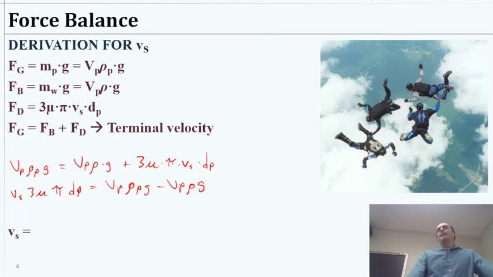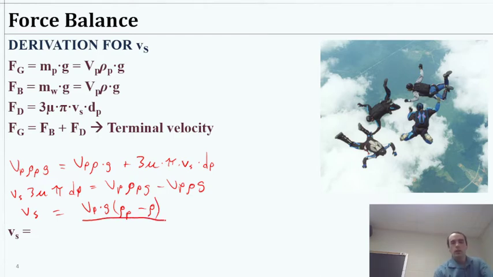Okay, on the right side we see perhaps some convenient factoring out here with the volume of the particle twice and the g twice. We'll simplify that a little bit. And so we'll go ahead and divide. I'm going to divide both sides by 3 mu pi and dp. But first, as I'm writing it out, this is going to be volume of the particle times g. I'm going to go ahead and factor those out. And so we have inside the density of the particle minus the density of the water. All that divided by the other stuff.